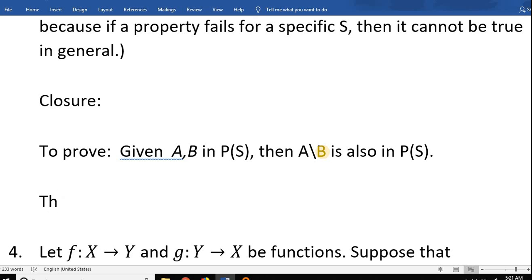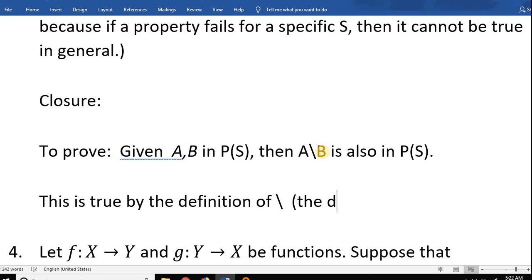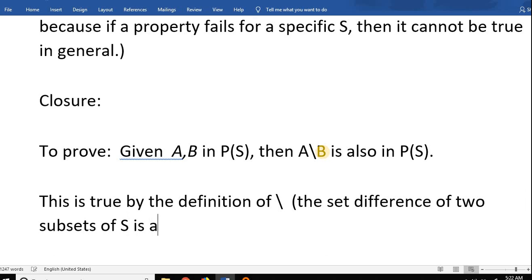Or let's say it this way, by the definition of backslash, the set difference of 2 subsets of S is also a subset of S. If you go back to the definition of backslash, it just says all the elements that are in A that are not in B, and that's a subset of S. Right? So that's really all you have to do to show closure.